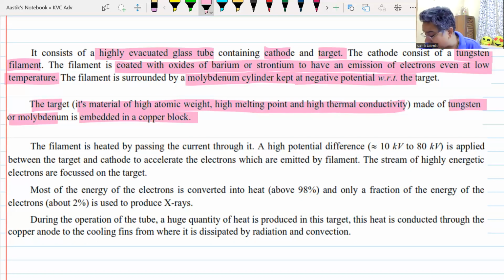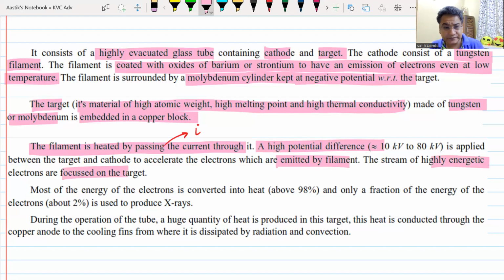It is embedded in a copper block. Why is it embedded in a copper block? Let's see. The filament is heated by passing current through it. So there is a current flowing in the filament. Do we understand this? Yes. Because of this current, the filament is heated, and because of this heating, the filament emits electrons by thermionic emission. A high potential difference is applied. This high potential difference accelerates the electrons emitted by the filament. This stream is focused on the target.